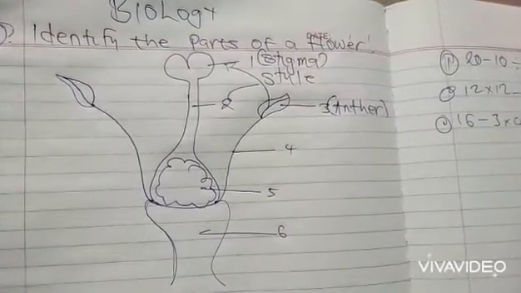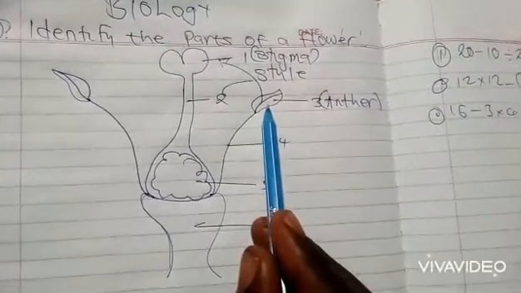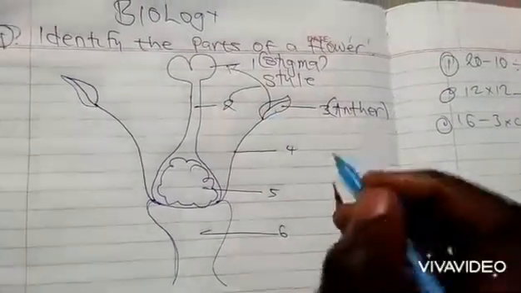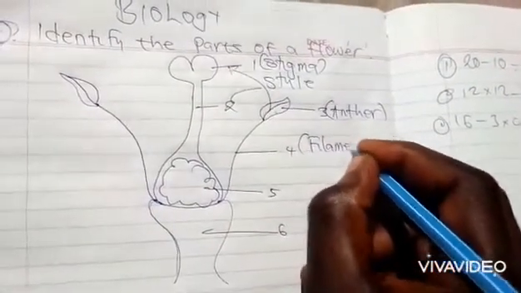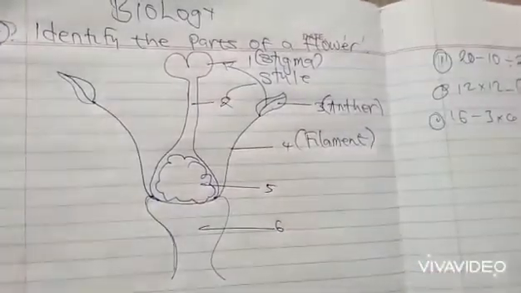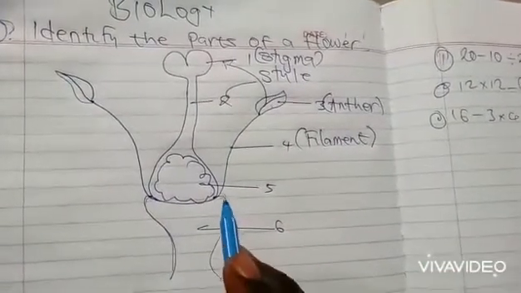What is part 4? Part 4 is hanging an anther. Part 4 is called the filament. So that is the name of part 4. It is filament.